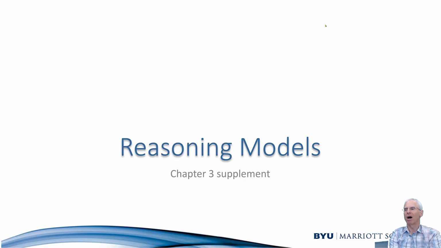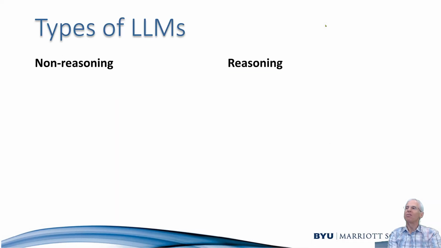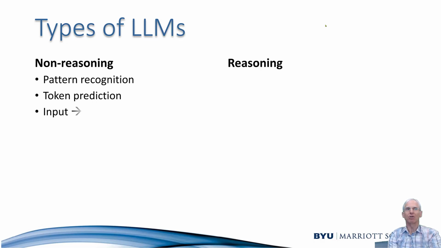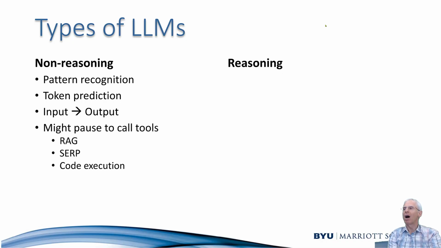But okay, reasoning models. This is a supplement to the chapter. They took off in 2025. Before that, we really didn't have reasoning models, but then this became the thing. So we have non-reasoning and reasoning models. Non-reasoning models do pattern recognition and token prediction. We already talked about this in chapter 2. We have an input, we have an output. We might pause to do tool calls, RAG, SERP (search engine results page), where we're actually looking at the internet, and code execution. We talked about that at the beginning of this video.